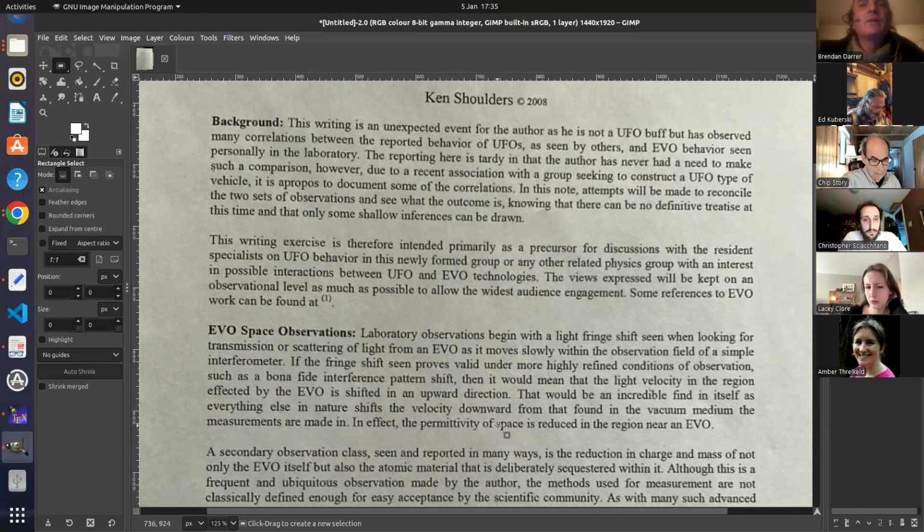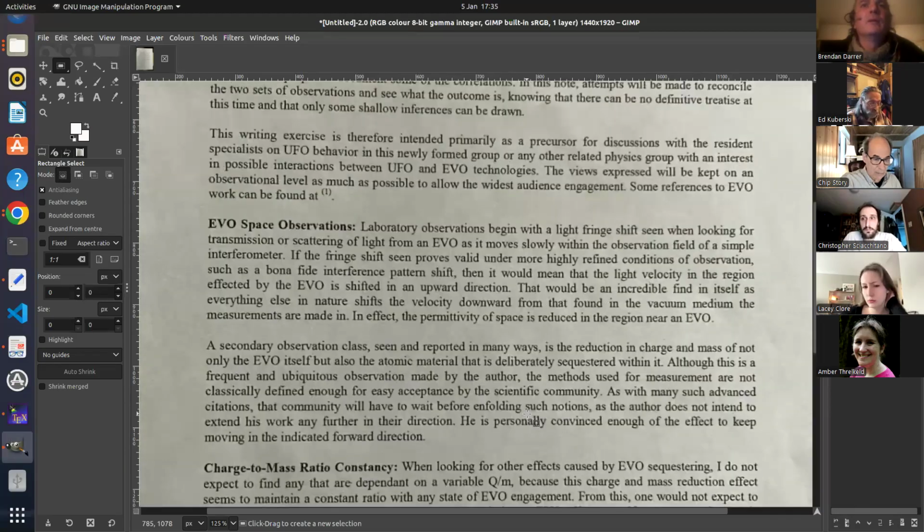Permittivity of space is reduced in the region near an EVO. That is a huge statement right there. Oh, permittivity, my God. Yeah, that's the magic sauce right there, actually. It's how you create a warp field and polarize the gravity field around it and fly 3 million times the speed of light. It changes permittivity. And actually there's a full paper on this that we will dive into at some point on permittivity of everything. Very, very important.